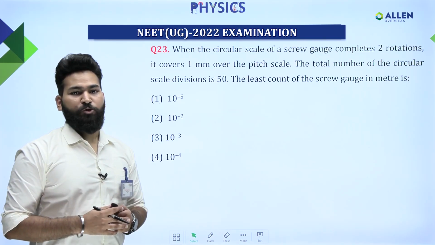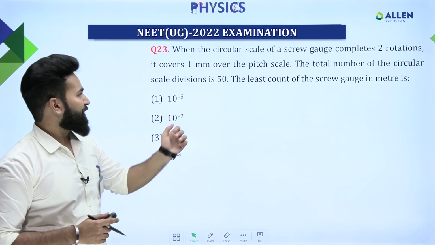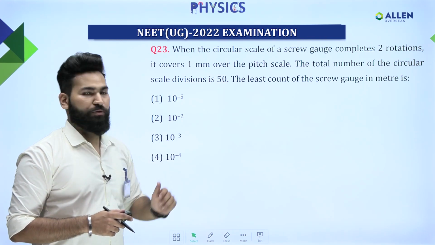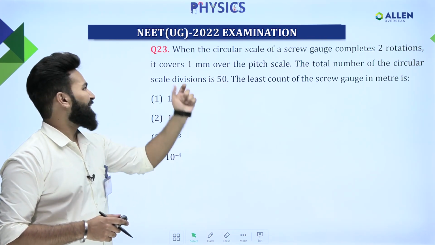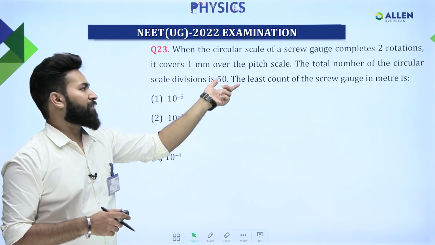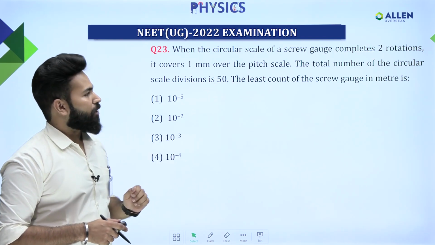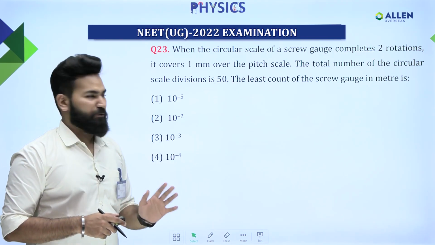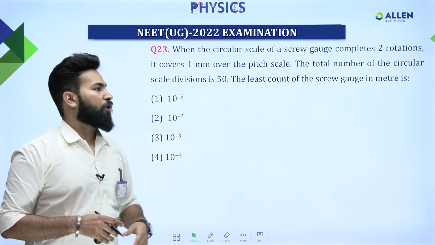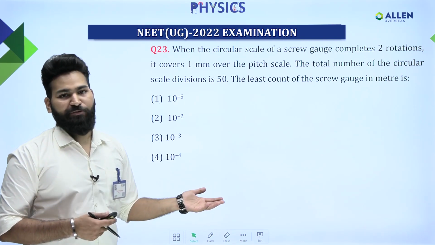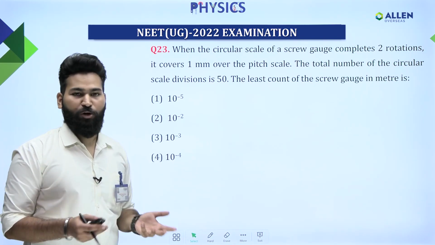Now we will solve question number 23. So the question is saying that when the circular scale of a screw gauge completes 2 rotations, it covers 1 mm over the pitch scale. The total number of circular scale divisions is 50. So the least count of the screw gauge in meters is. Again, that's a very easy question, and the question is from our module also.